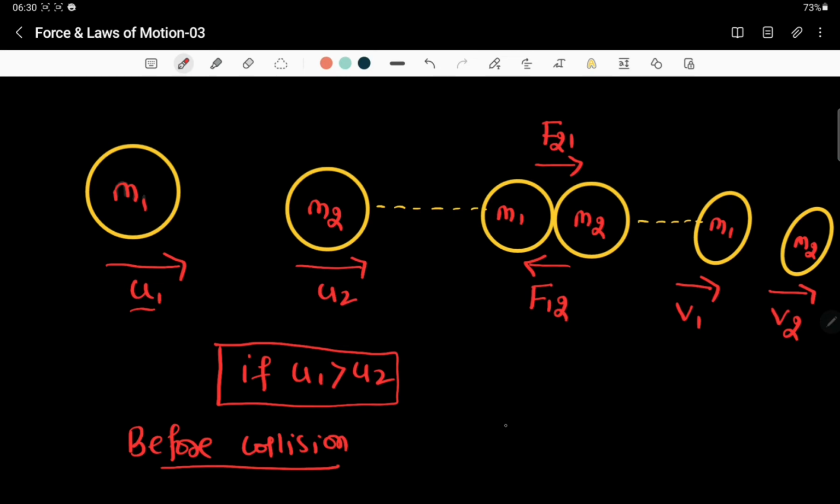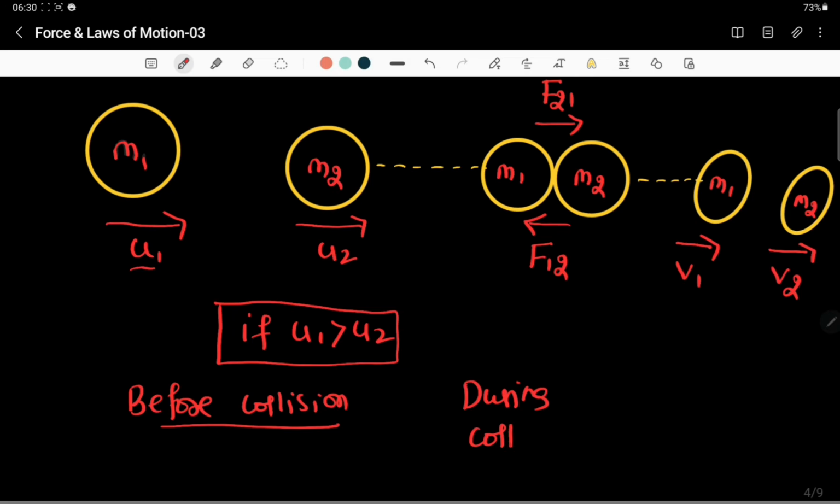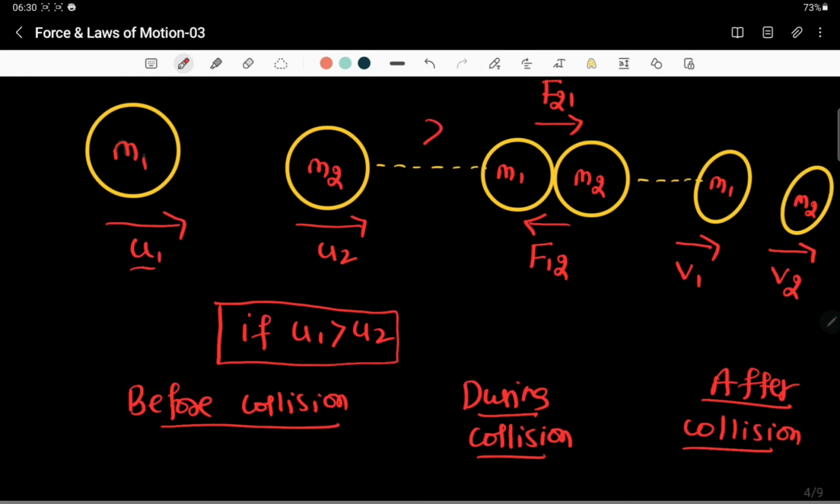So this second thing is there, so what is this? This is during collision, during the collision time, and this is after collision. Collision means dashing, it is nothing but dashing. All right, so this is before collision, this is during collision, and that is after collision.